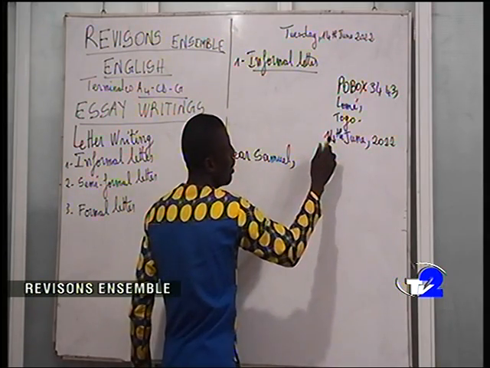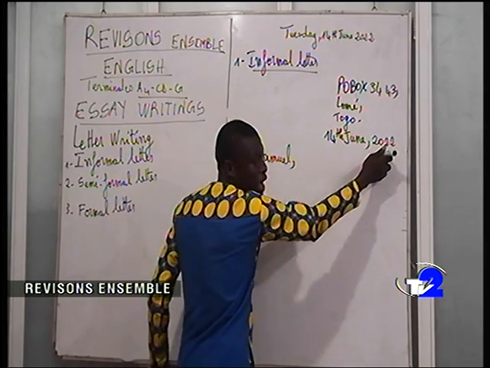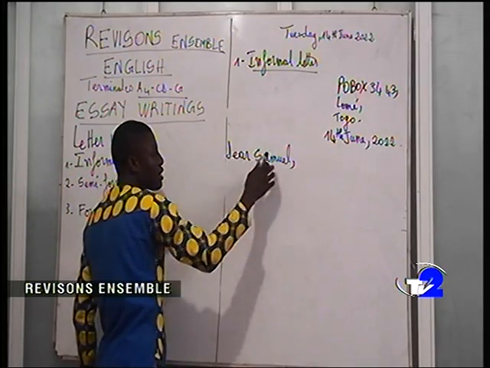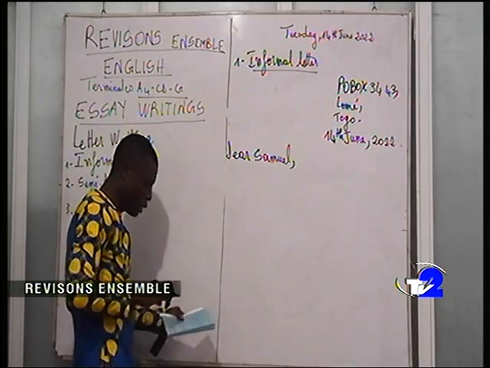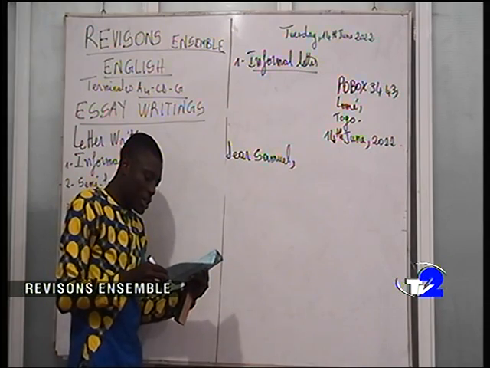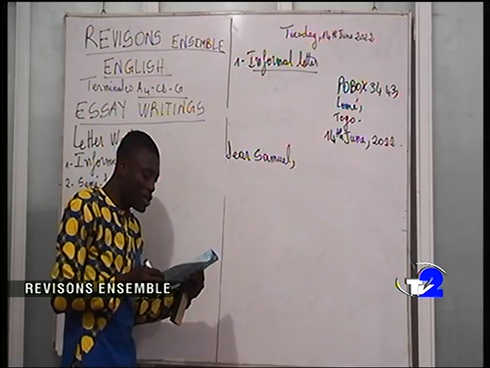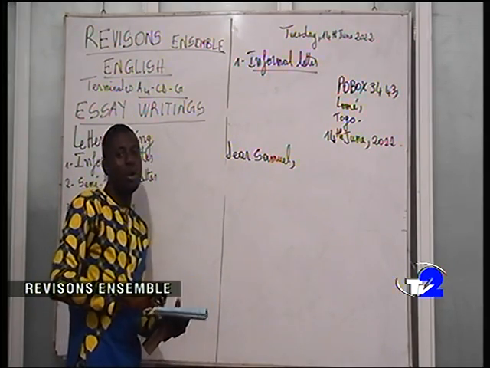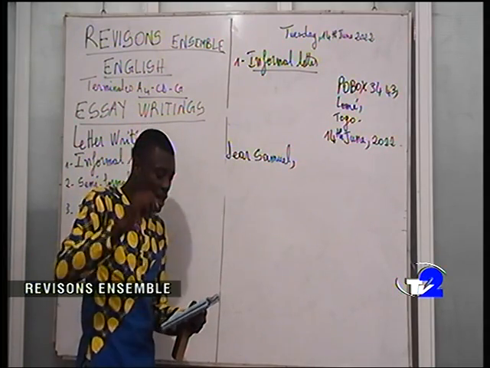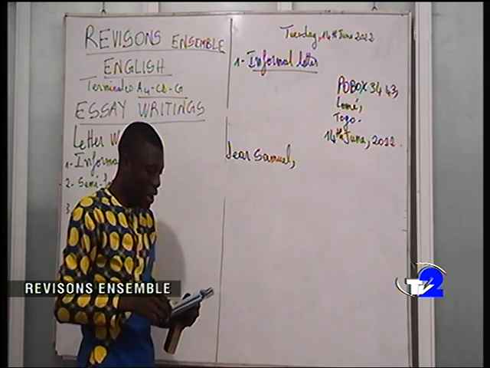Now here, you write the date, the month, and you put comma before the year. And you can put a full stop there. Now when you come here, dear Samuel, you put comma. Now what is the purpose of the letter? They say to your friend Samuel, who is at Kara, inviting him to come and celebrate your birthday anniversary with you. So you are going to write a letter to your friend to invite him to come and celebrate his birthday anniversary with you. Okay?